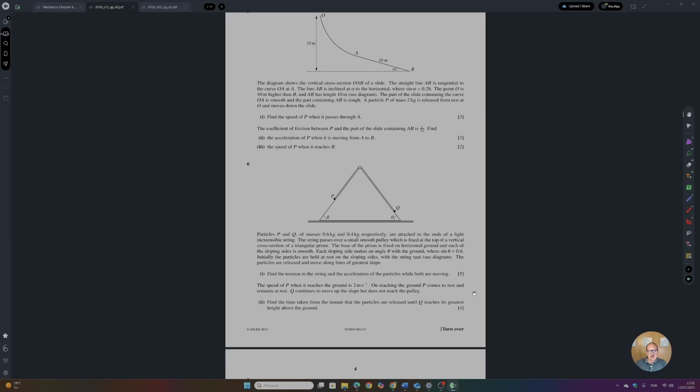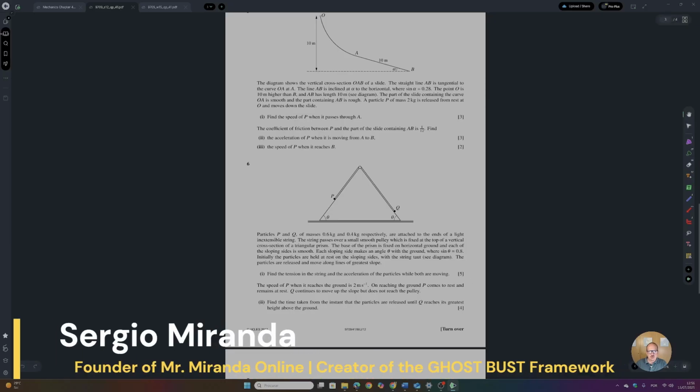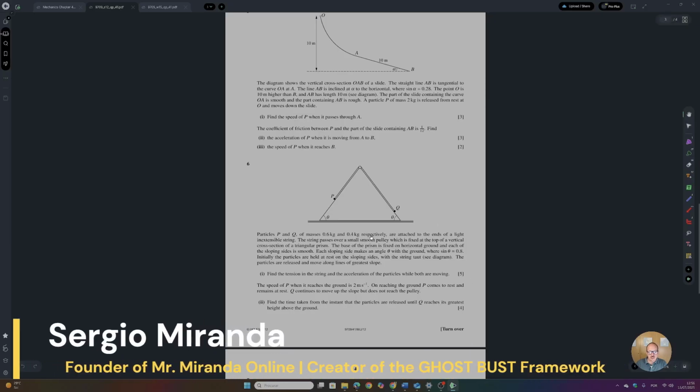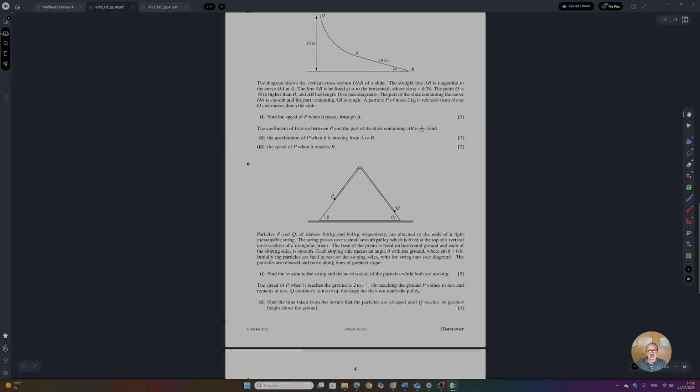Let's now look at exam questions that regard situations in which the particles are not in equilibrium. That is, in situations in which you have acceleration of the system. Okay, the first one is this one. This is from a spring 2012, question paper 41, question 6.